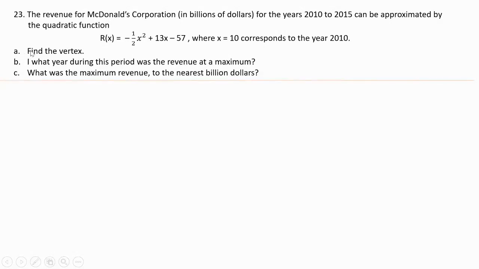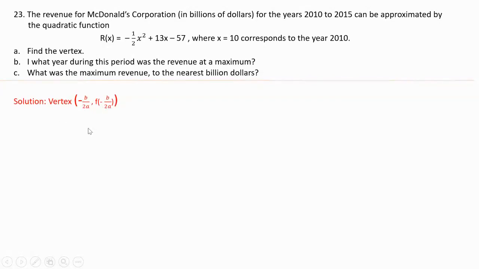So this is also three parts. For the first part, they want us to find the vertex. For the second part, in what year during this period was the revenue at a maximum? And what was the maximum revenue to the nearest $1 billion? Okay, so let's start. Part A is find the vertex.